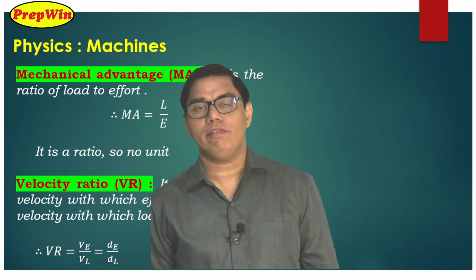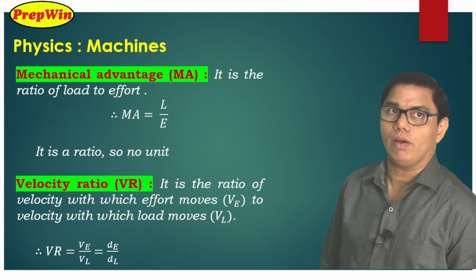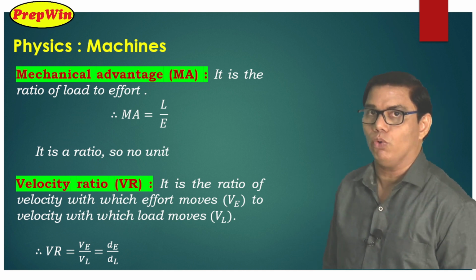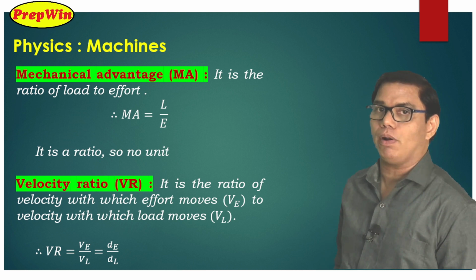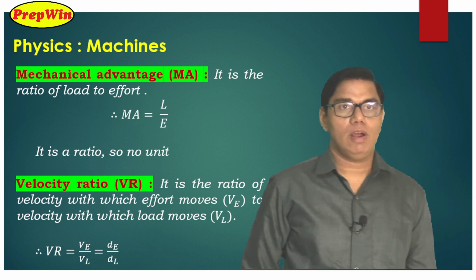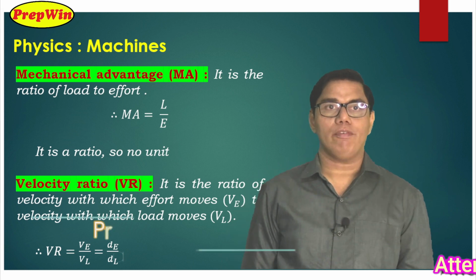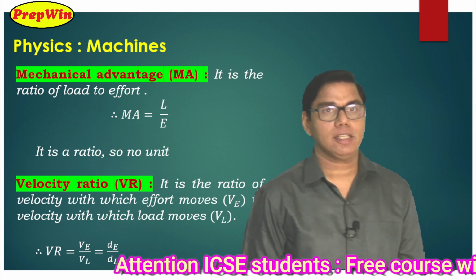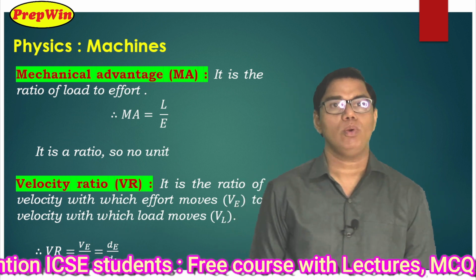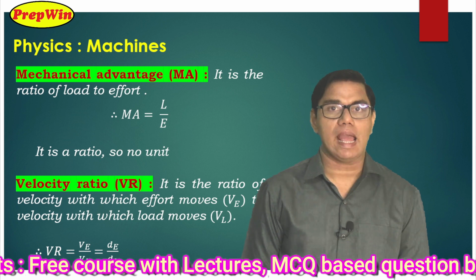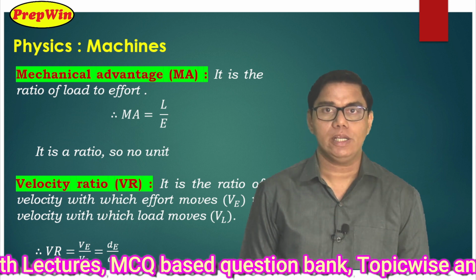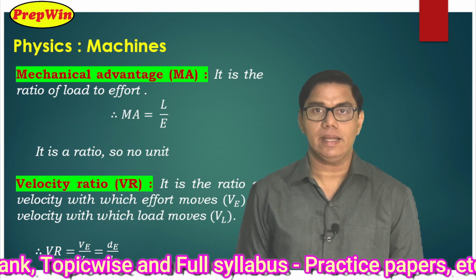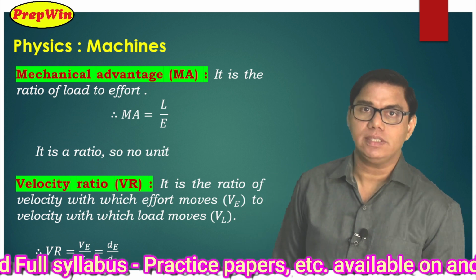And what about the velocity ratio? It is the ratio of the velocity with which effort moves to the velocity with which load moves. Remember, we have taken the example of a pair of scissors. So, velocity ratio is velocity of effort upon velocity of load. Or in other words, we can say displacement of effort upon displacement of load. Remember how time was cancelled from both the numerator and denominator. Please note these formulae carefully and try to understand them. Most of the students find physics very difficult.